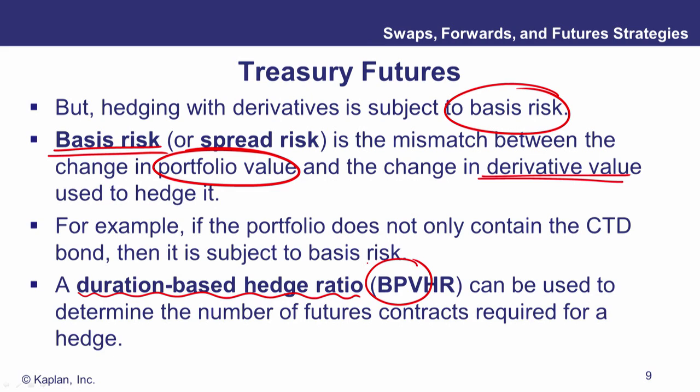All right? We're going to use something here called the duration-based hedge ratio, which is actually based on basis point value. Basis point value, you might remember, is the dollar exposure. In words, it's the dollar exposure that you have to a 1 basis point move in interest rates across the yield curve. Basis point value is a dollar amount, and it's calculated as the modified duration of your portfolio multiplied by 1 basis point.